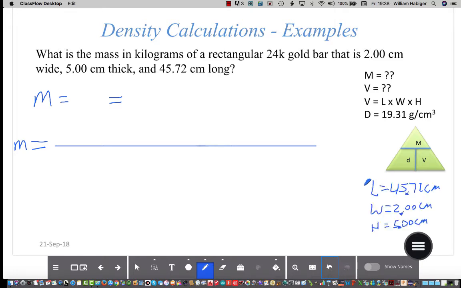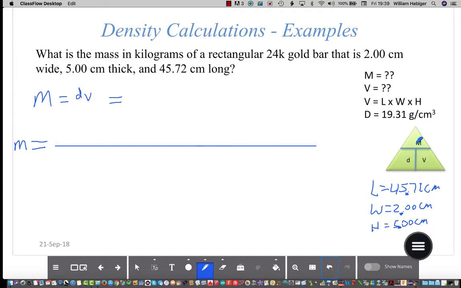It really doesn't matter which one you say is the length, which one you say is the width, and which one you say is the height, because you're multiplying them all together. However, I'm going to follow what it says, so that's going to make our thickness the third thing, which is our height. So we know from the density formula that mass is density times volume.